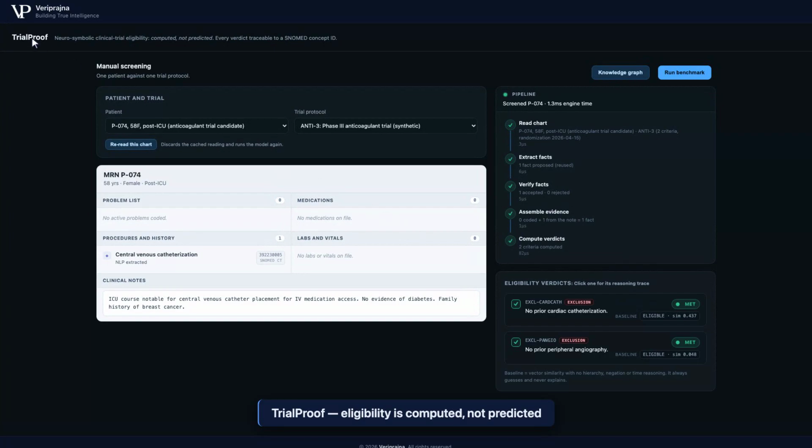This is TrialProof. It does not predict who is eligible for a clinical trial. It computes it. A language model only reads the note. A SNOMED-CT knowledge graph resolves what the words mean, and a deterministic engine decides eligible, excluded, or needs review, with a reasoning trace a regulator can file.